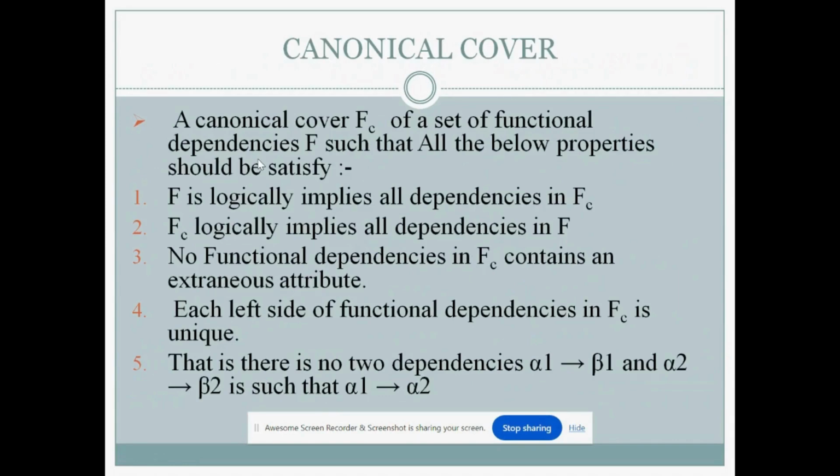Now coming to canonical cover. A canonical cover FC of a set of functional dependencies F is such that all the below properties should be satisfied. F logically implies all dependencies in FC. FC logically implies all dependencies in F. No functional dependency in FC contains an extraneous attribute. Each left side of functional dependencies in FC is unique.